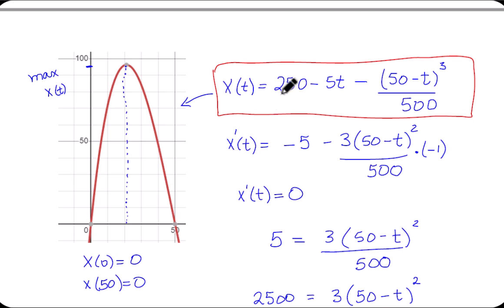All right, so the derivative of 250 is 0. Derivative of minus 5t is minus 5. The derivative of this term is going to be a chain rule. And so I need to solve when is this thing 0.